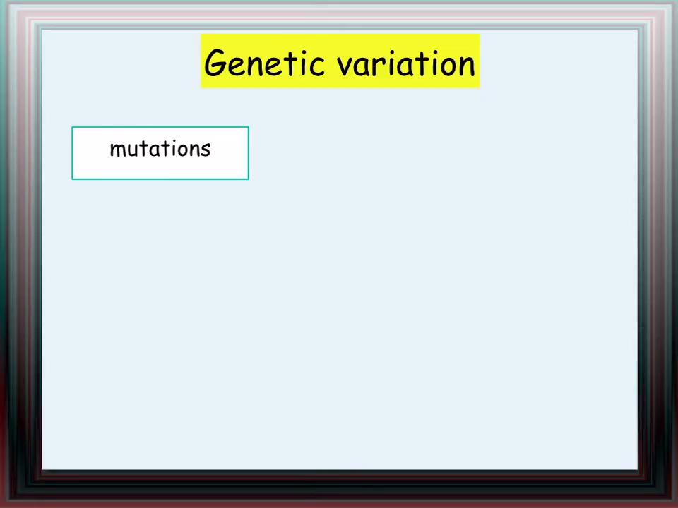Okay, starting off with mutations. This is the change in the quantity or sequence of bases in DNA. So you've got two basic forms: a gene, also known as a point mutation, and a chromosome mutation. Now, whilst mutations in the body, the somatic cells, are not passed on to the next generation, those in the reproductive tissues may be inherited.